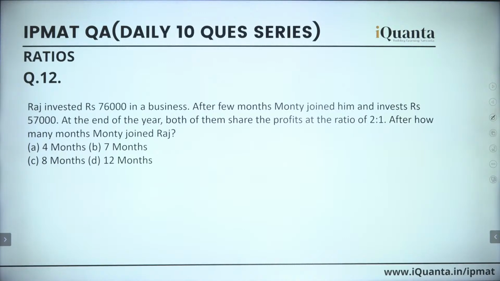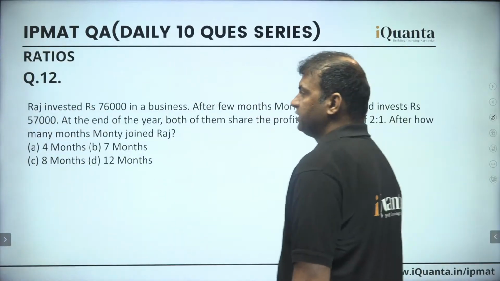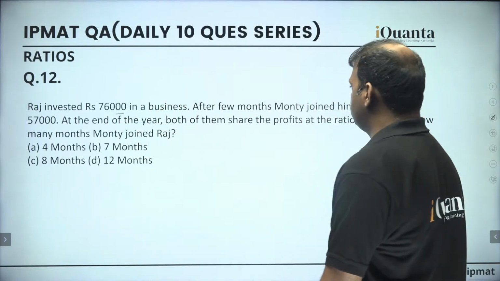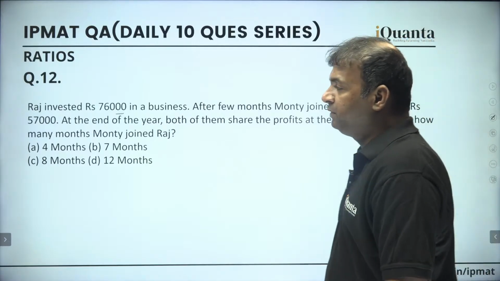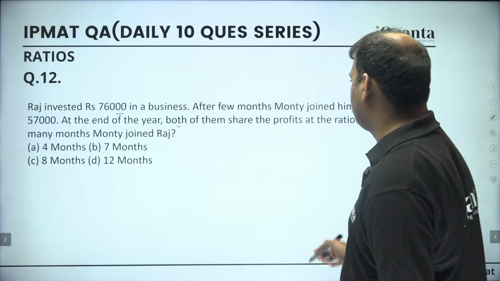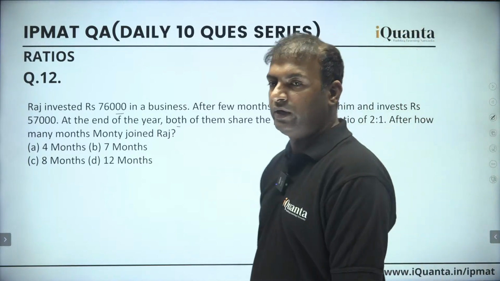Alright guys, I think I should be solving it. Good thing is that I have gotten some correct answers, right? The question is simple: Raj invested rupees 76,000 in a business. After a few months, Monty joined him and invested rupees 57,000. At the end of the year, both of them share the profit in the ratio of 2:1. After how many months did Monty join Raj?